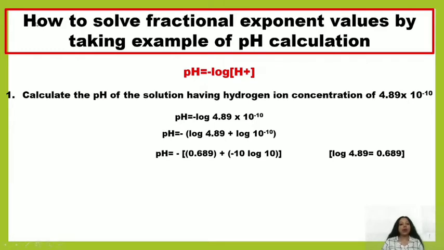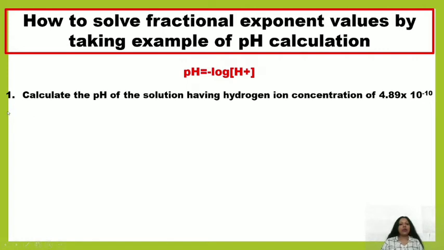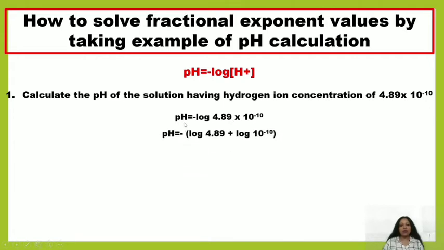We will calculate the pH of a solution having hydrogen ion concentration of this much. So if you know the formula, it will take only a few minutes to calculate this value. So pH is equal minus log concentration of H plus, and in this concentration of H plus we will place the given value. Correct? So the next step would be to place a bracket, like minus log 4.89 multiplied by 10 to the power minus 10. So first you need to keep safe this minus value because this minus is the overall minus of this value. Correct? So we are keeping this minus safe by putting a bracket.